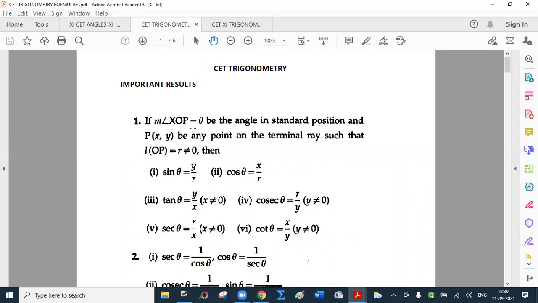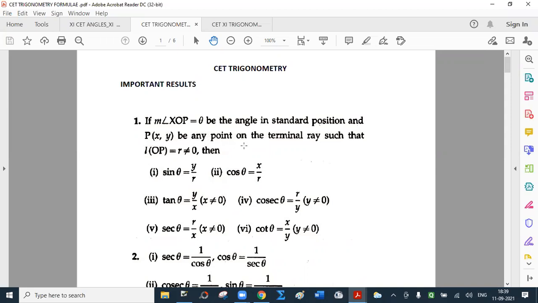Now, first point, if measure of angle XOP equals theta, now this angle is in standard position. See, that is why I insist that you should know basics. In the last lecture only we discussed the meaning of angle in standard position. What is that? The vertex of the angle should be at origin and its initial arm must be along positive x-axis. Then we say that angle is in standard position.